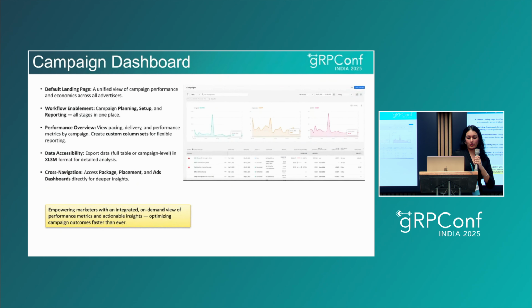We are discussing these dashboards to set the context and make you understand the large amount of data that it supports, and why we have been making these architecture choices. Talking about our first dashboard, it is the campaign dashboard. It is our default landing page, which shows a unified view of campaign performance and economics across all the advertisers.